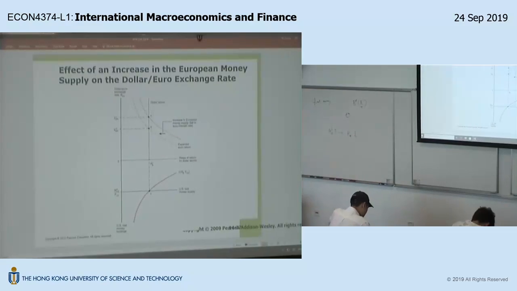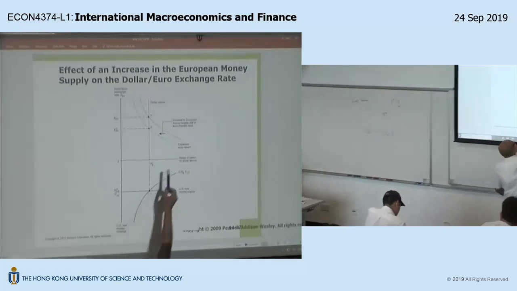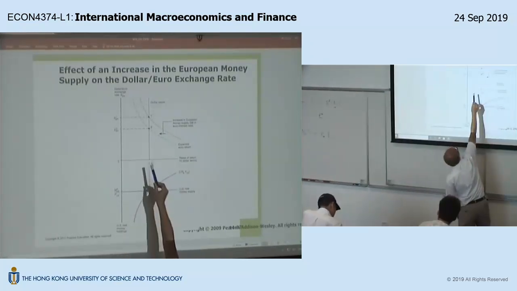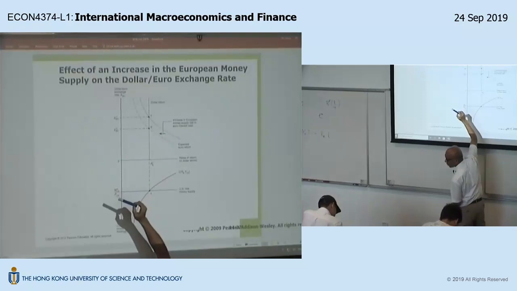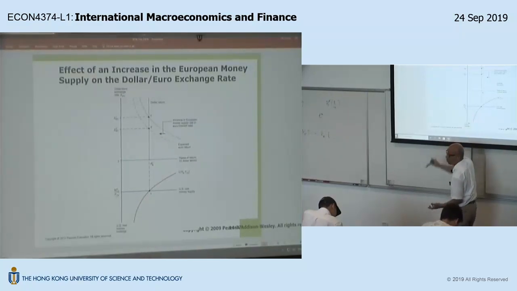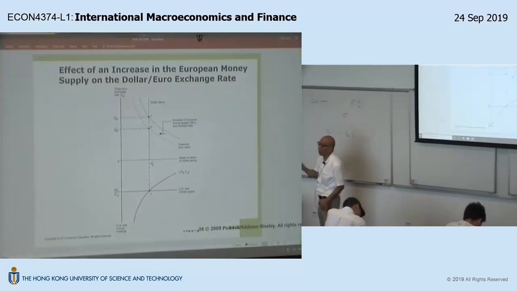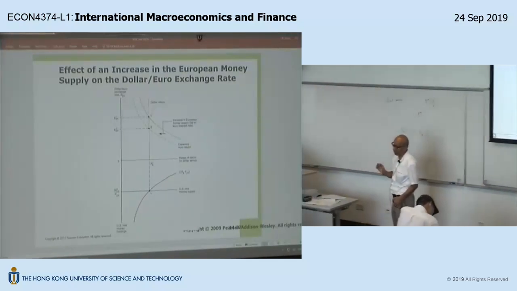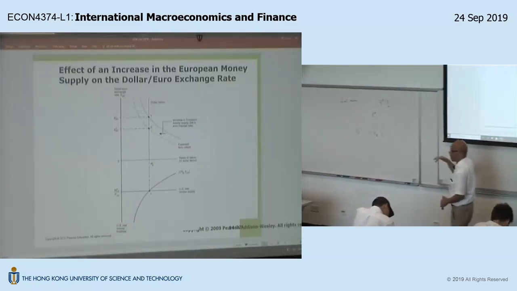And so as a result, the U.S. dollar will appreciate. Remember, the dollar will appreciate from E1 to E2, and so the euro actually depreciates. So remember, whenever the E falls, it means the dollar appreciates.